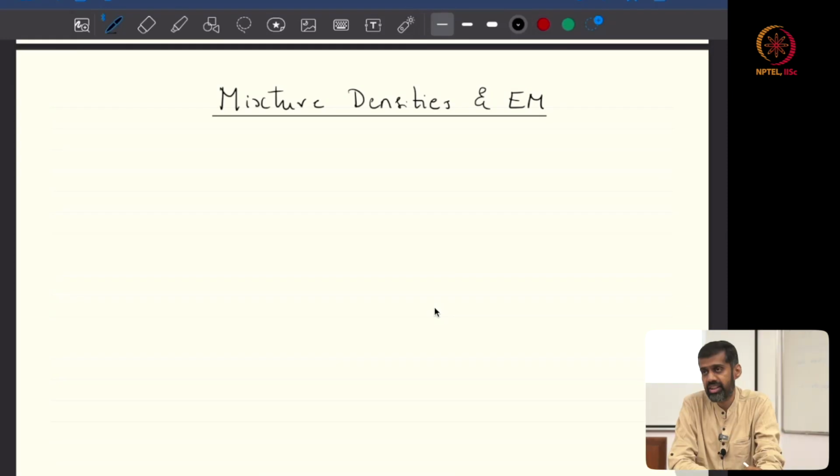Welcome everyone. Let us continue our discussion about the mixture densities. Last class we ended by discussing the need to have a model that can approximate any continuous density to arbitrary closeness, and we saw that a Gaussian mixture model is one such choice that can approximate any density to arbitrary closeness.